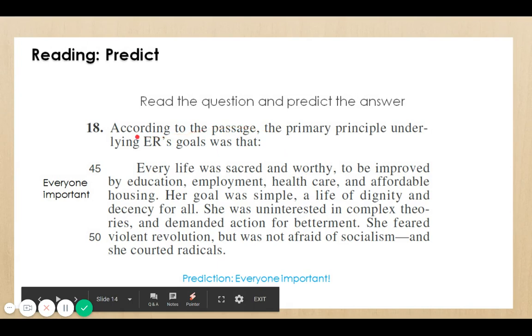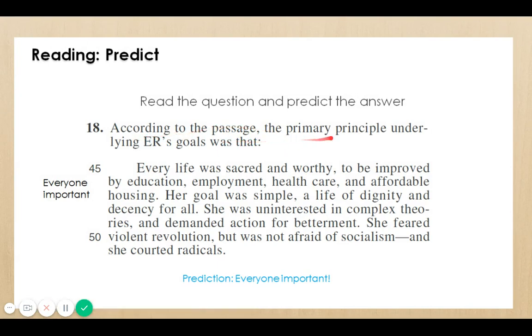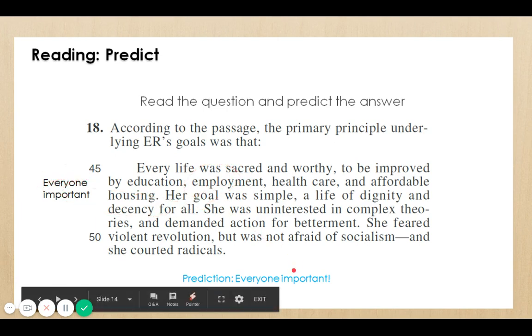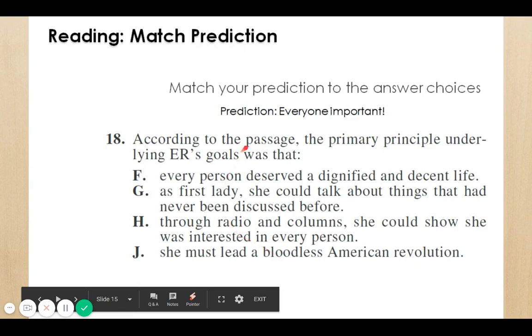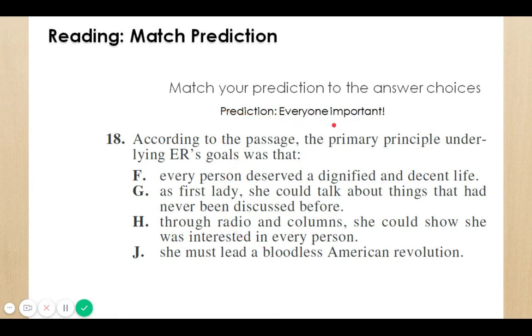So then I go to the question. According to the passage, the primary principle underlying ER's goals was. So if I look at this, I already wrote here next that everyone was important. But when I'm looking at this, her primary principle, I would say everyone's important, right? That's what she thought was necessary. So my prediction: everyone important.